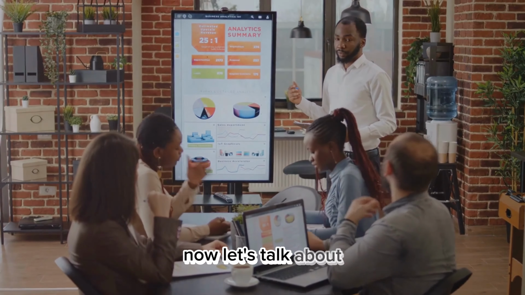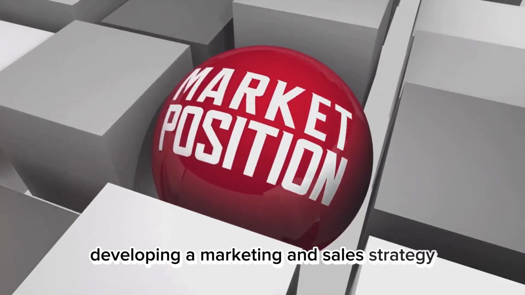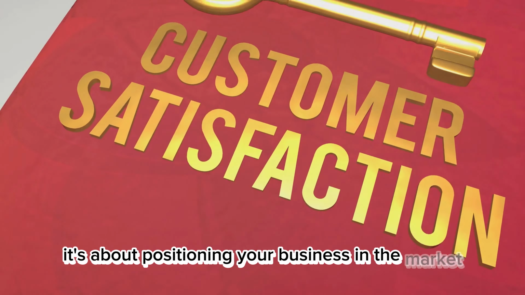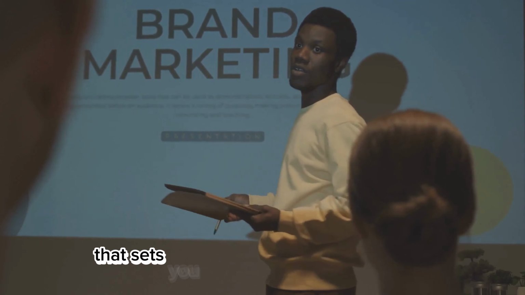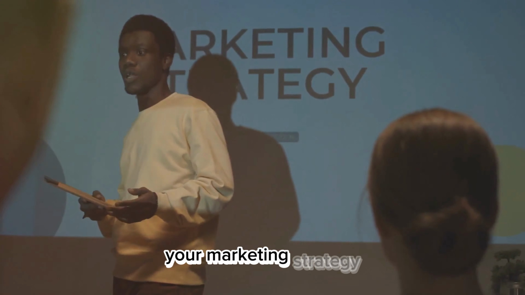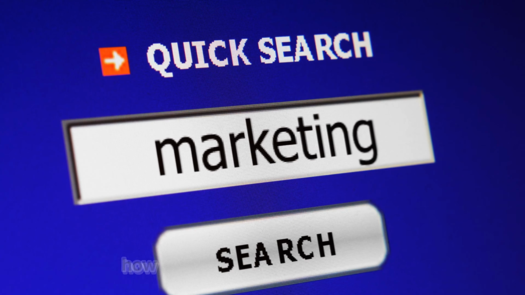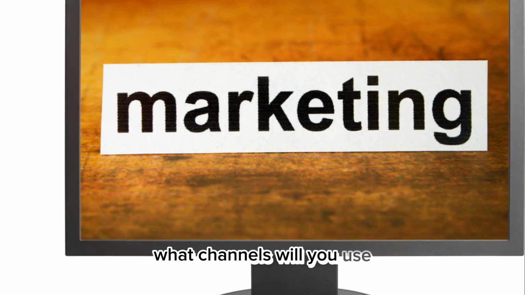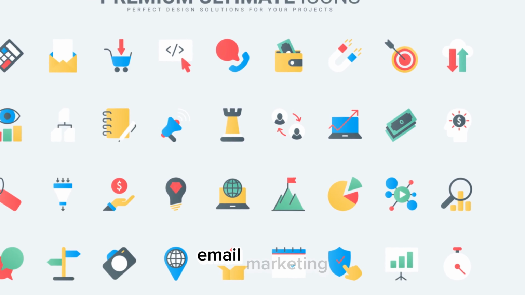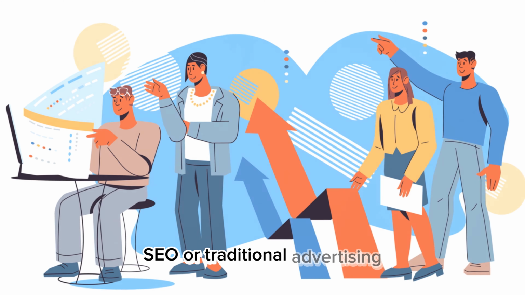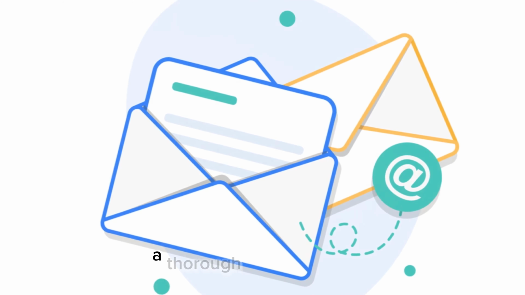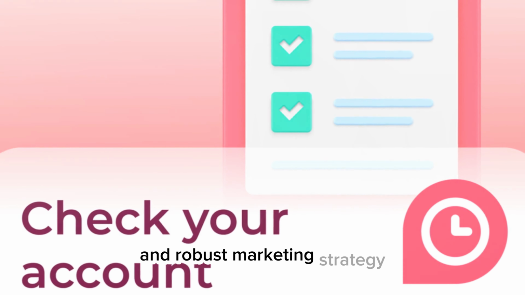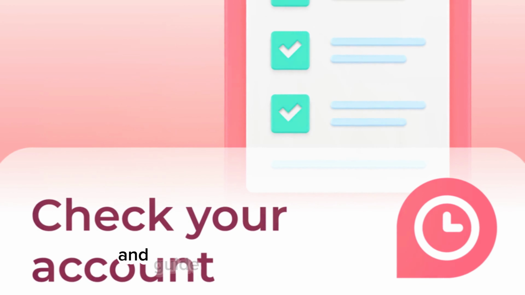Now, let's talk about developing a marketing and sales strategy. It's about positioning your business in the market. How do you want your customers to perceive your brand? What unique value can you offer that sets you apart from your competitors? Your marketing strategy should also include your sales approach. How will you reach your customers? What channels will you use? It could be social media, email marketing, SEO, or traditional advertising. The key is to choose the methods that will effectively reach your target audience and communicate your unique value proposition. A thorough market analysis and robust marketing strategy can give you a competitive edge and guide your business to success.